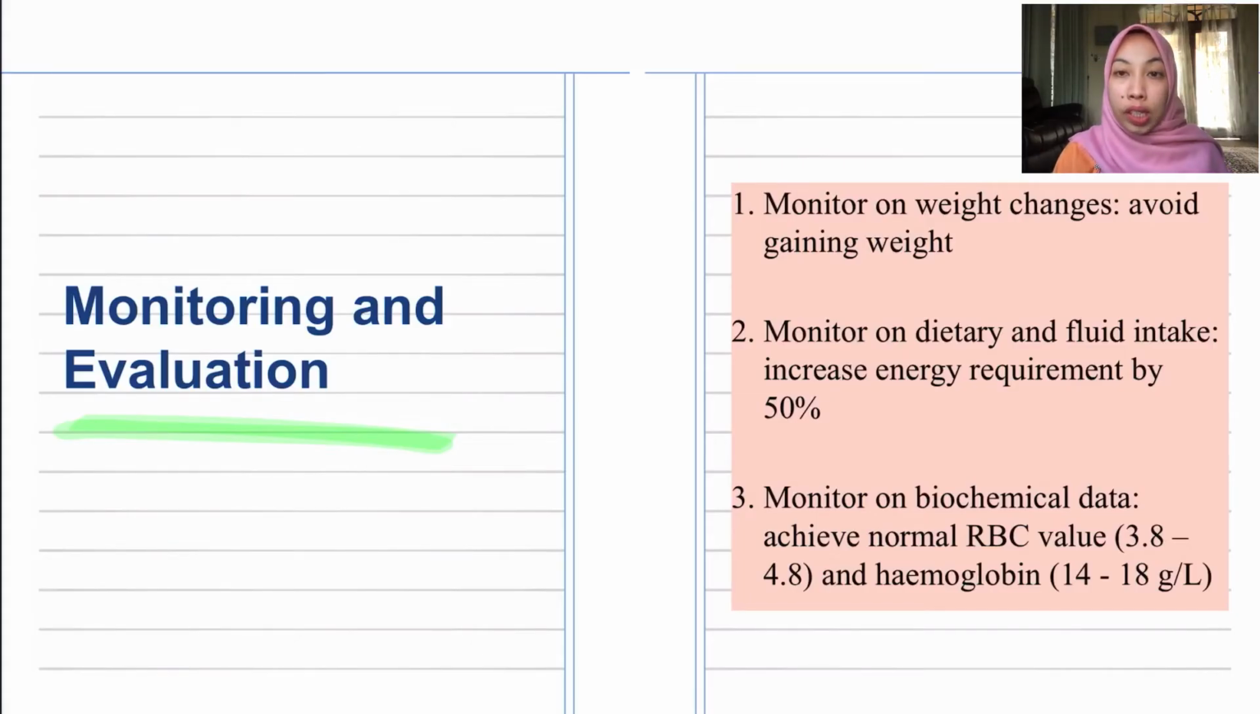Monitoring and evaluation for Mr. T include monitoring weight changes to avoid gaining weight. Second, monitoring dietary and fluid intake to increase energy intake by 50%. And lastly, monitoring his biochemical data to achieve normal RBC value, which is 3.8 to 4.8, and also hemoglobin value, which is 14 to 18 grams per liter.